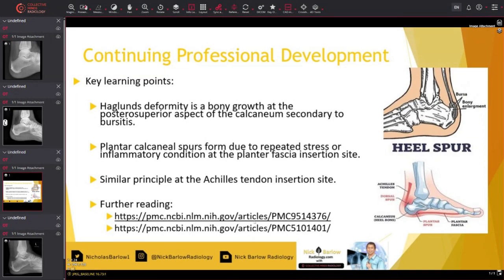Further reading, there's just a couple of articles. The first article is about enthesopathy in general, and then there's another article specifically on Haglund's deformity and the radiological signs of it. It goes into a lot more detail. But yeah, I hope that's been useful, guys. It's just a quick one, this, but Haglund's deformity is something that often gets missed. It can be really subtle, like we saw in that first example. So just keep a lookout for the sclerosis and a slight triangular contour to that posterior superior aspect of the calcaneum.